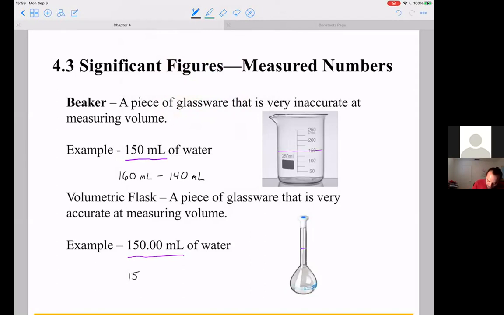Whereas with my volumetric flask, I'm saying it's somewhere between 150.01 and 149.99. Right? That's a much more narrow range for my volumetric flask than for my beaker. And that information was conveyed by the number of digits that I wrote. Okay, that's what significant figures is all about. We're going to spend these next two lectures talking about significant figures. It has everything to do with your certainty in a measurement, and in particular in that last digit, because it could be a little more, it could be a little less. So however many digits I write corresponds to a more precise measurement.